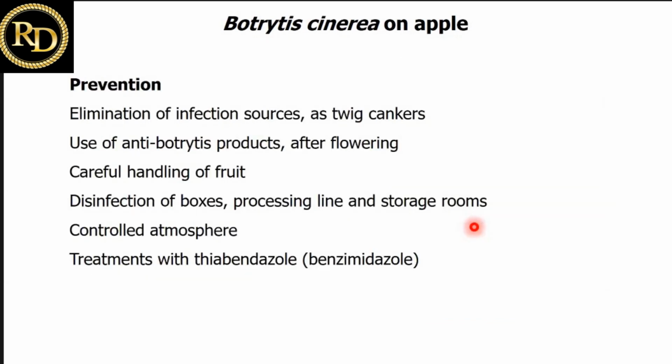So for Botrytis cinerea, prevention is mainly elimination of infection sources in fields, so twig cankers, use of anti-botrytis products after flowering, careful handling of the fruit not to cause bruises or wounds, disinfection of the environments, controlled atmosphere, because carbon dioxide has an inhibitory effect on Botrytis cinerea, and also treatments with benzimidazoles in post-harvest, in particular thiabendazole.